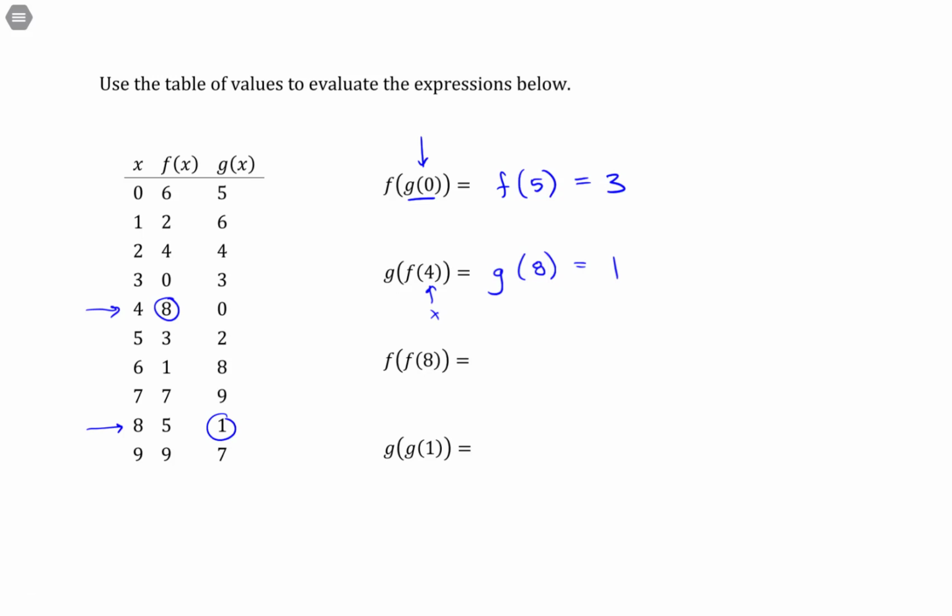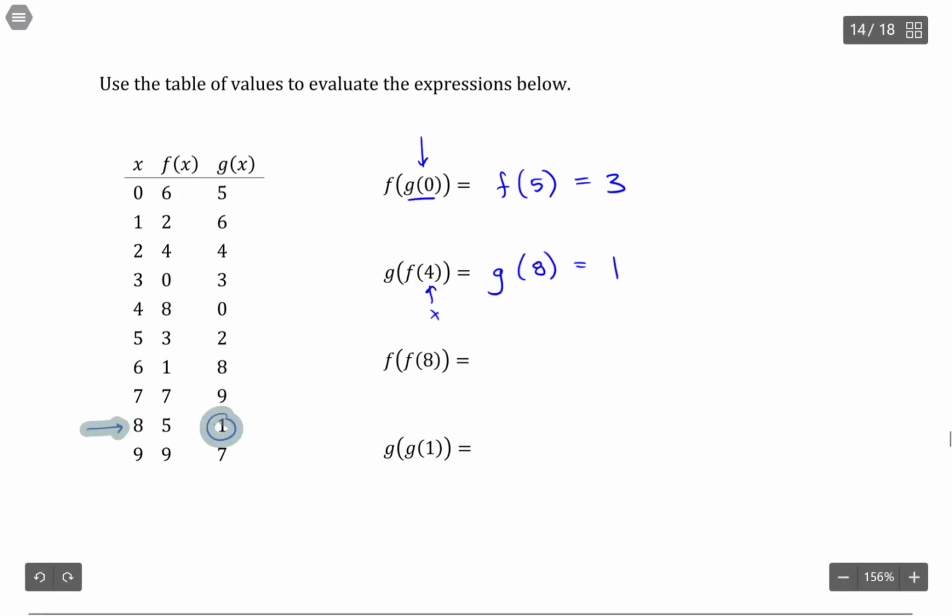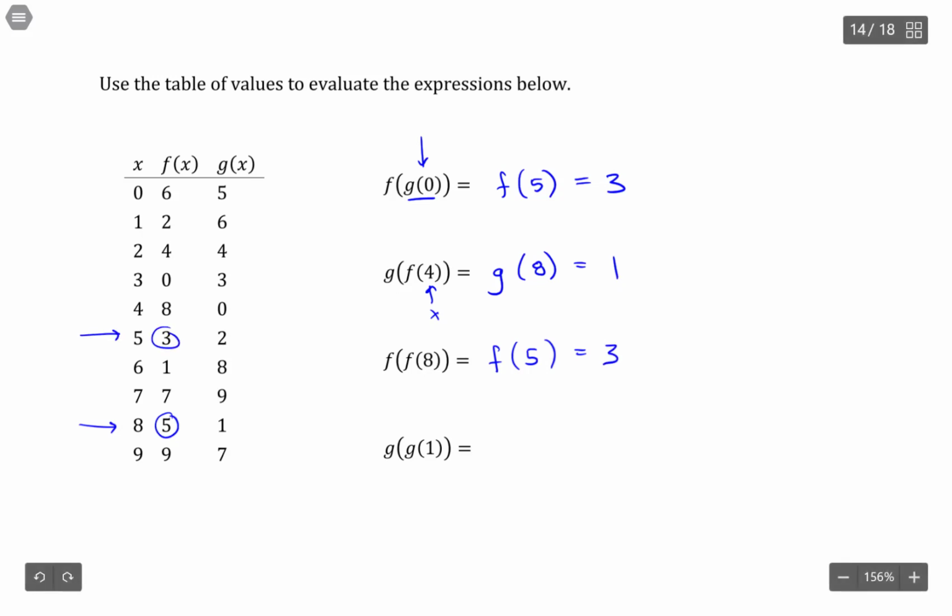All right, next up is f of f of 8. In order to evaluate this, the first thing I need to do is figure out what f of 8 is. So 8 on my x is here, and it has an f value of 5. So now I need to take this 5 and plug that into f and see what we get. So here's 5 on the x, and here's f of 5. So that's 3.